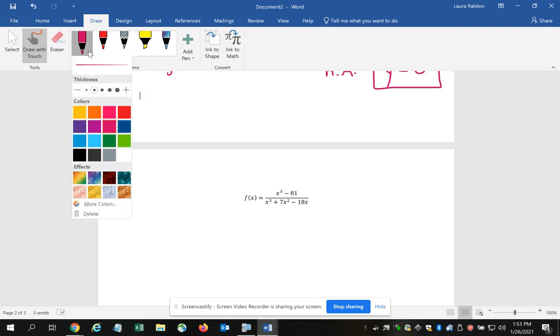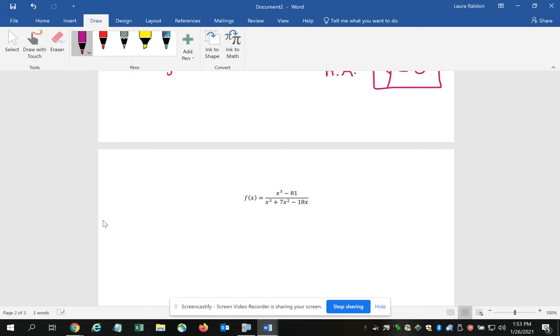So let's think again about finding the domain of the function. To find the domain, which does lead to the vertical asymptotes, I would take my denominator, x cubed plus 7x squared minus 18x, and I'm going to solve it for x.